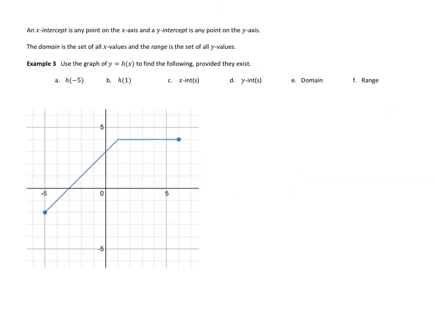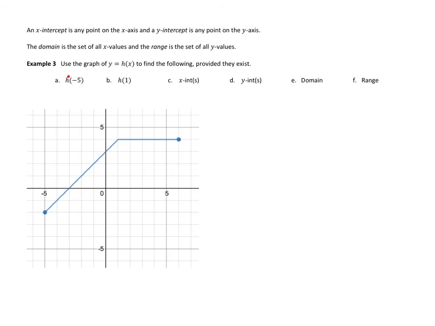And in this last example, example 3, we're going to use the graph of this function to figure out what these things are equal to. And at the top here, I have a few definitions that I wrote down. To start with, I'm calling this thing a function, and is it? It looks like it. Using the vertical line test, any vertical line that you draw will only go through the graph once. All right, with that out of the way, part A asks for h of -5.